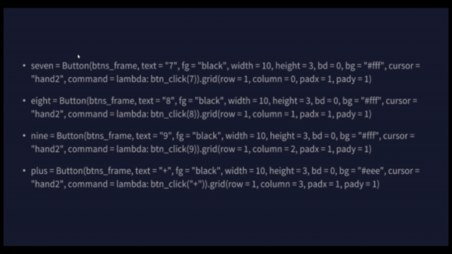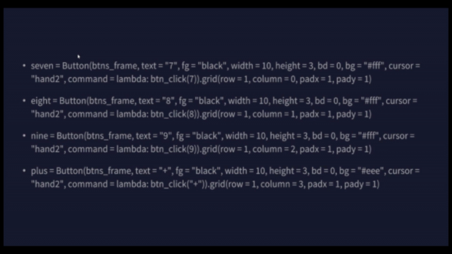Then I'm just going to mention the numbers in rows and columns. First, I'm going to declare the number 7 as a button format. So I just declare the text as 7. The font color is black, width is 10, height is 3, border is 0, background is white, and cursor is hand2. It just shows the cursor in a hand format, and the command is lambda click, button click of 7. So we will write the function later, and in the grid it should display in row 1 column 0, and the padding x and y is 1.